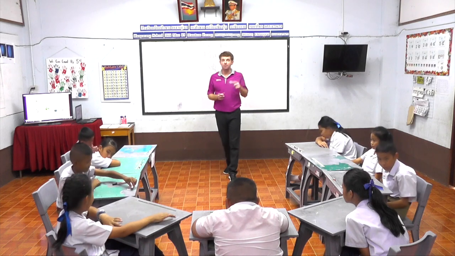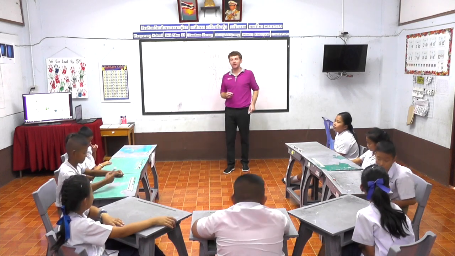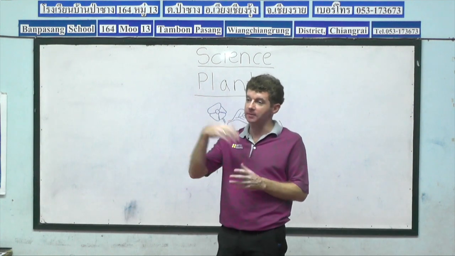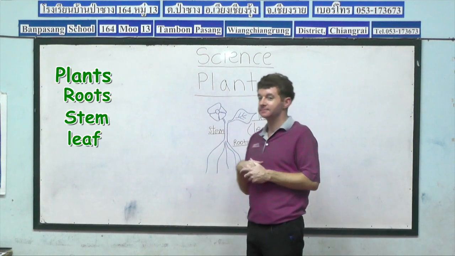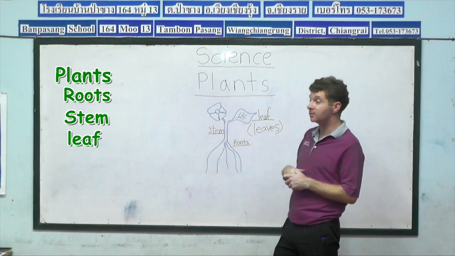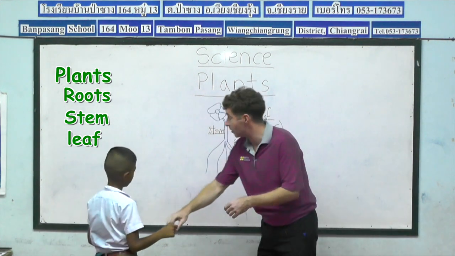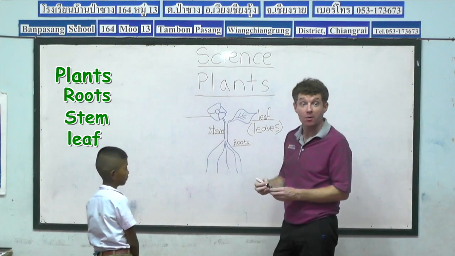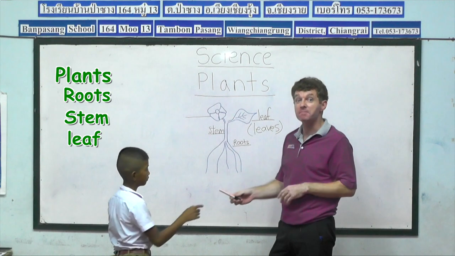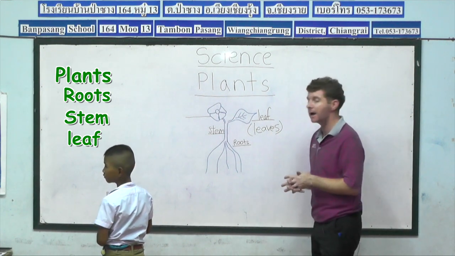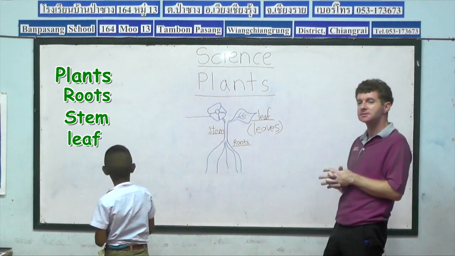Okay, and now it's Pat's turn to demonstrate our next part of our plant. Pat, come and join me at the front, please. Now, it's often the prettiest part of our plant. Flower. Flower, yes, that's right. Remember, our flowers are many different colours. But how do we spell flower, guys?